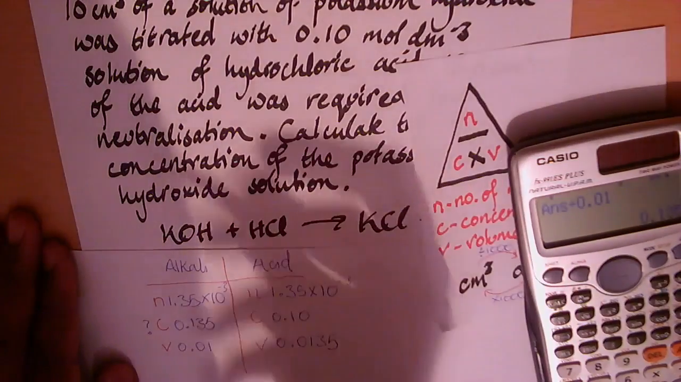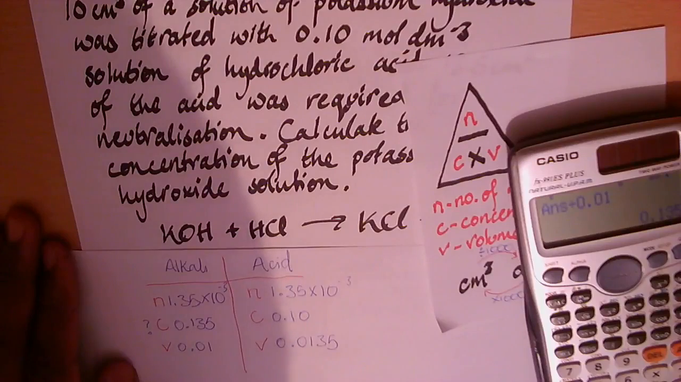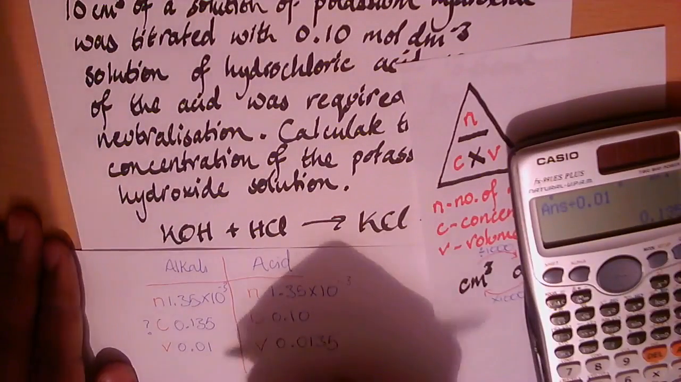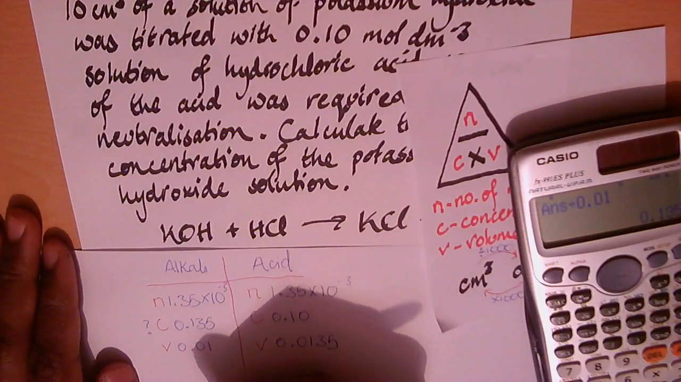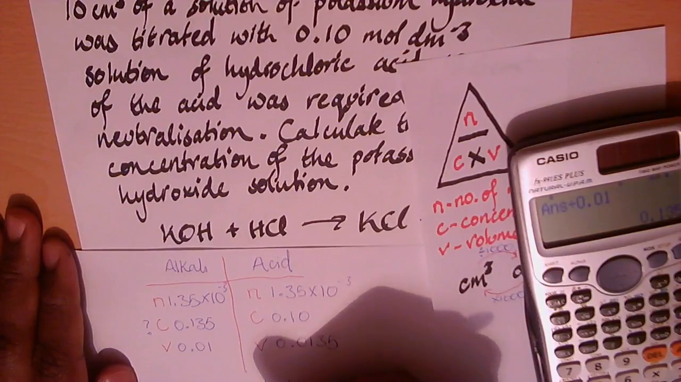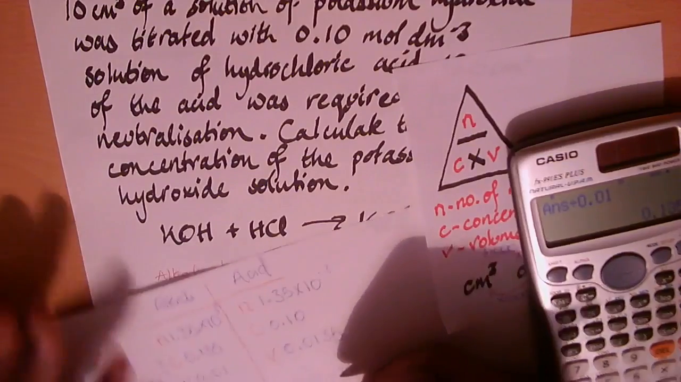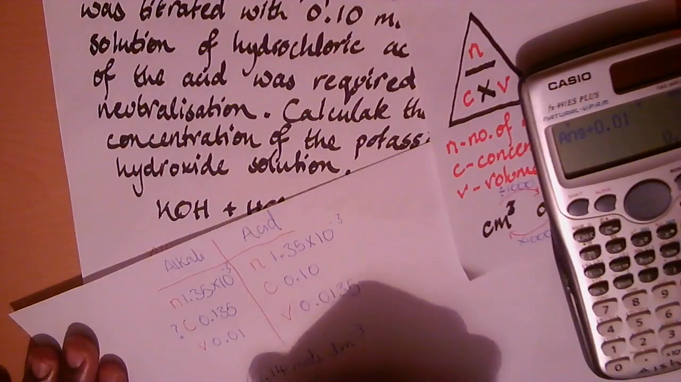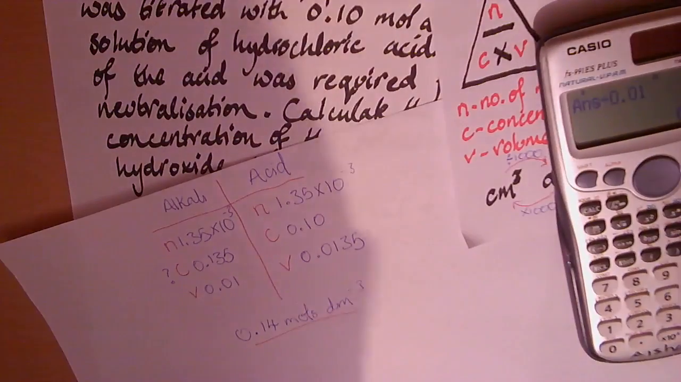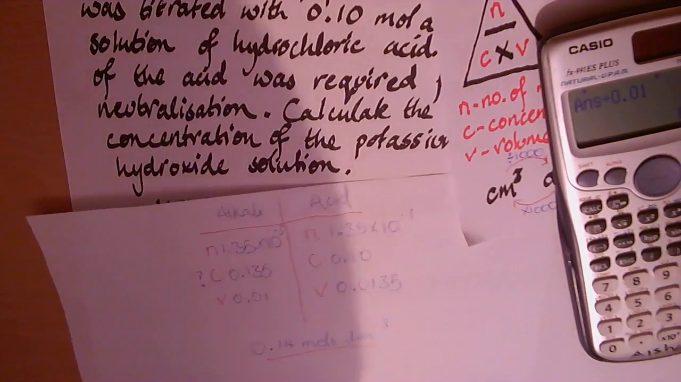Now, the thing is, we need to take a look at the number of significant figures. We always take the lowest number of significant figures given in the question, because we can only be accurate to that many significant figures. So, in this instance, we can only be accurate to 2 significant figures because of the 10 centimeters cubed, which was in 2 significant figures. So we round it to 0.14 moles per decimeters cubed. And that will be our final answer.